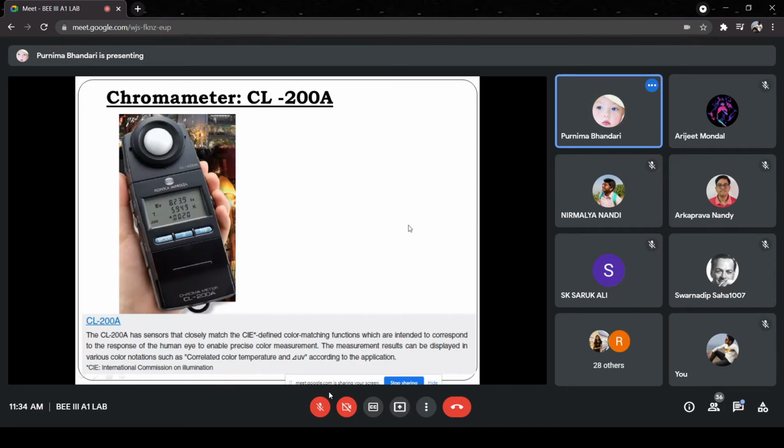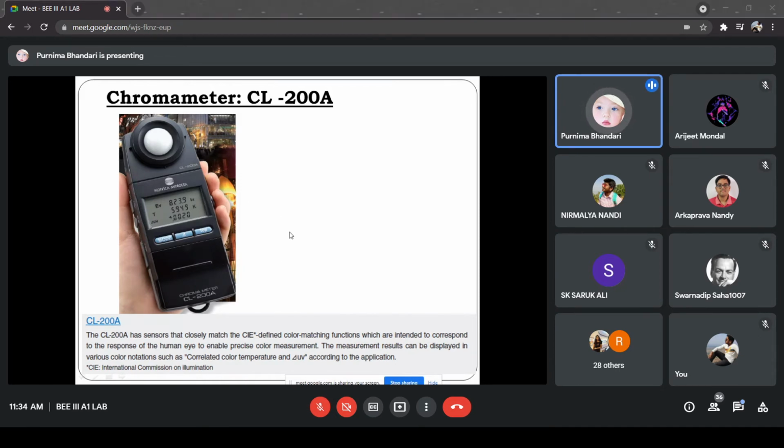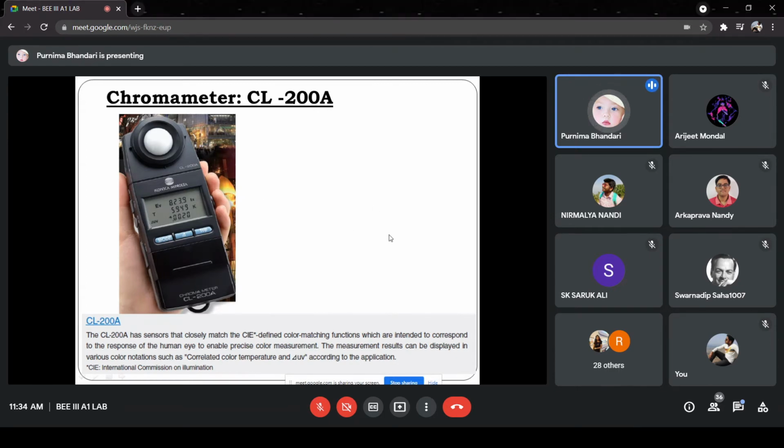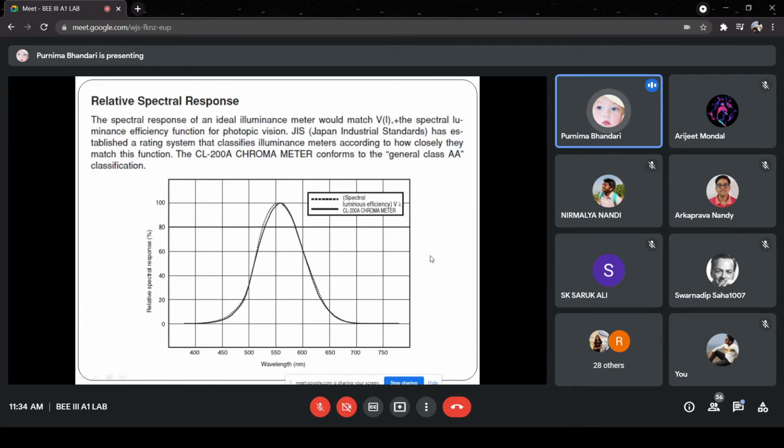So this is the other instrument, the chromameter, CL200A, that we use here. This is made by Konica Minolta, and I have already mentioned the range. For color temperature K, it is almost 2000 K to 10,000 K. So this is the mirror. I'm not going into the detail.